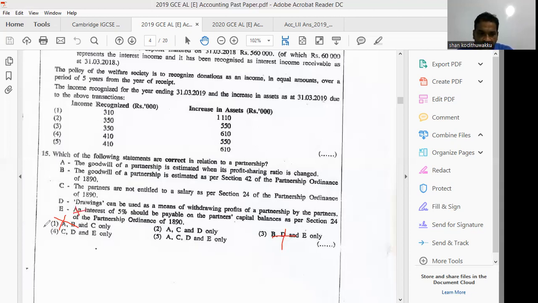Then answer fourth one is wrong because the E statement is there. Then we have to select either the second one or the fifth one. The fifth one also has E, therefore the fifth one is also wrong. Then we have to select option 2. 2 is the correct answer. A, C, and D is the correct answer regarding that.